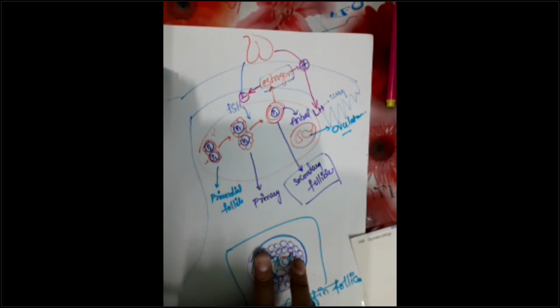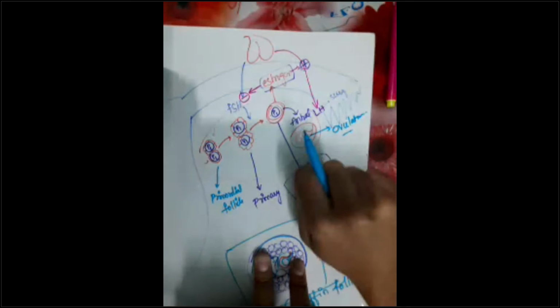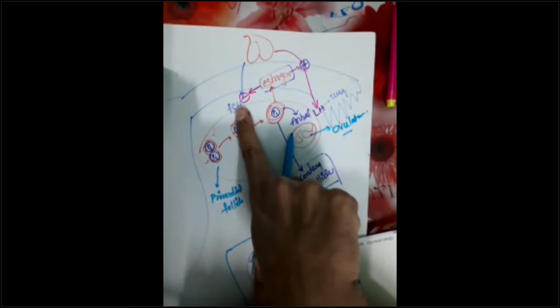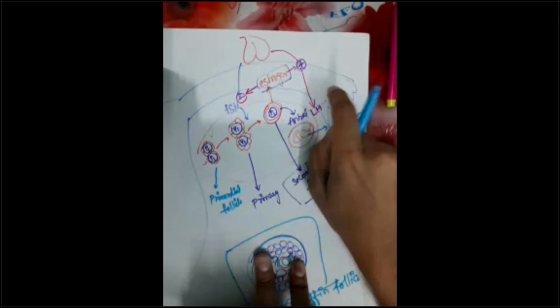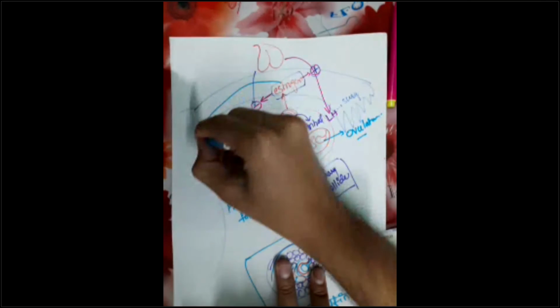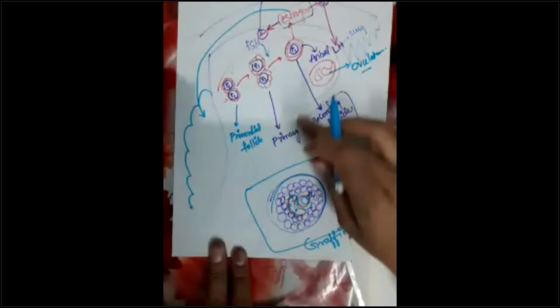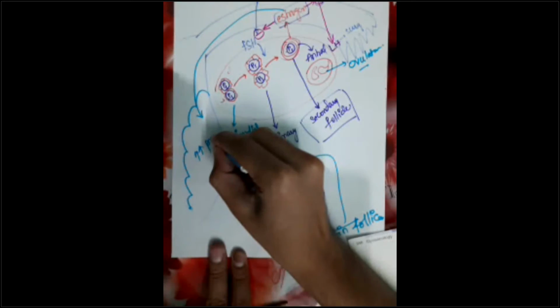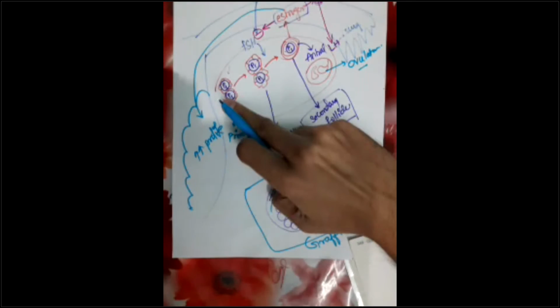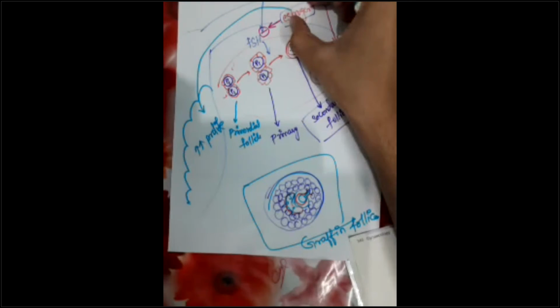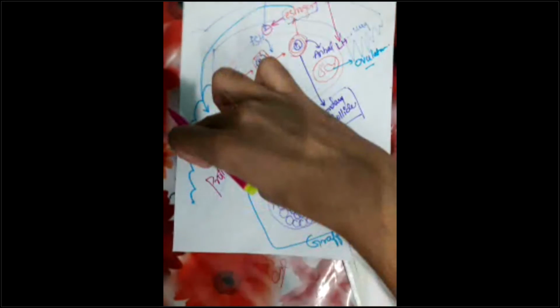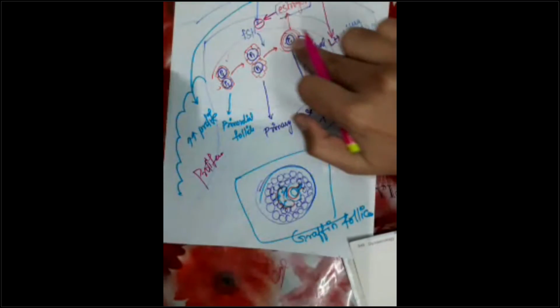Let us see one more function. I told three functions of estrogen. Another function of estrogen is that it will cause proliferation of my endometrium over here. Can you see, guys? So these developing follicles have secreted a hormone, and this hormone is causing the uterine changes. So this is the proliferative phase of my menstrual cycle.